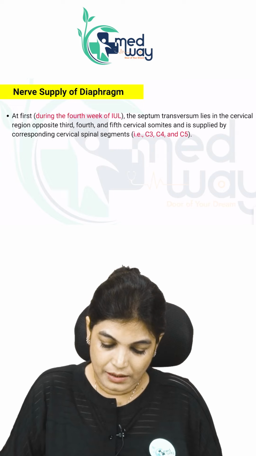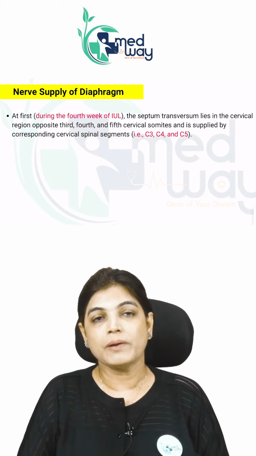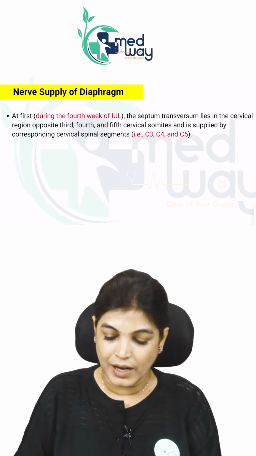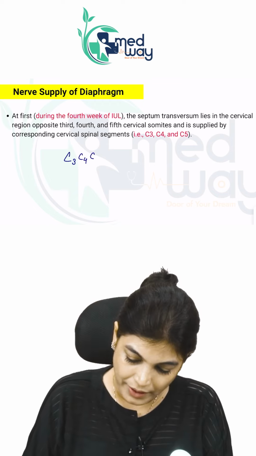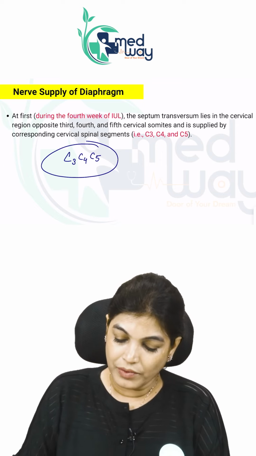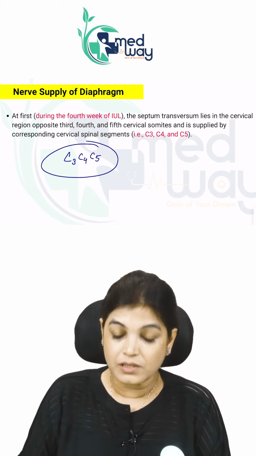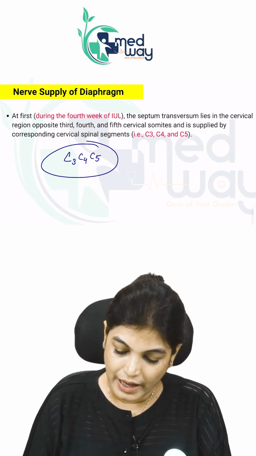So, done with this. Now, let us discuss the nerve supply. We already know from gross anatomy that the nerve supply of the diaphragm is from C3, C4 and C5. During the 4th week of intraembryonic life, the septum transversum is located in the cervical region opposite the 3rd, 4th and 5th cervical somites.